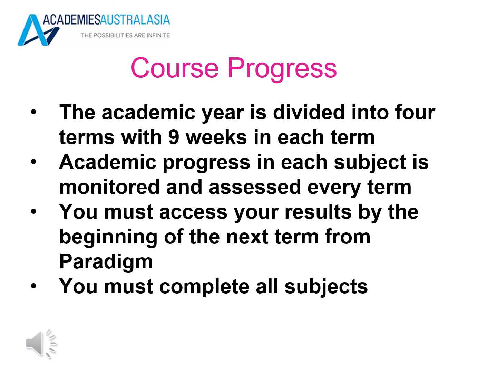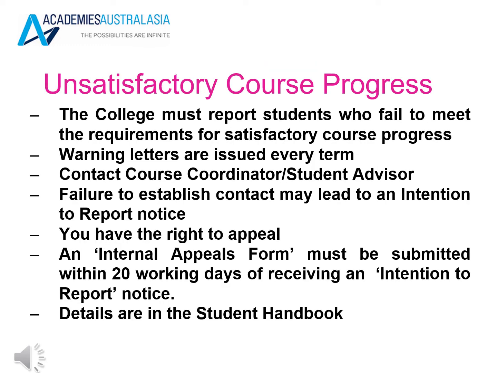The academic year is divided into weeks and terms. Academic progress in each subject is monitored and assessed every term. You must access your results by the beginning of the next term from Paradigm, and you must complete all subjects. The college must report students who fail to meet the requirements for satisfactory course progress. Warning letters are issued every term.